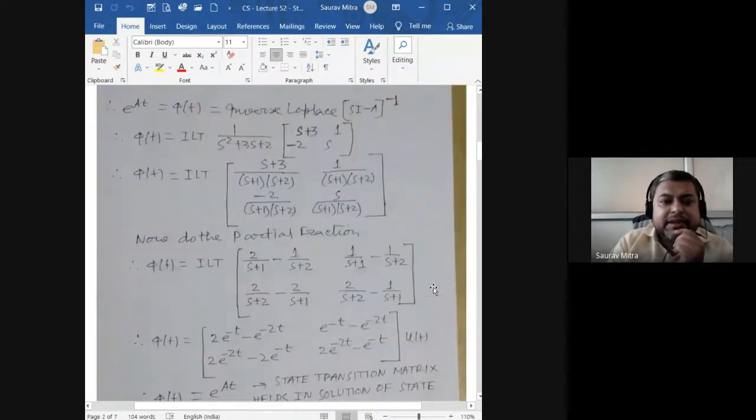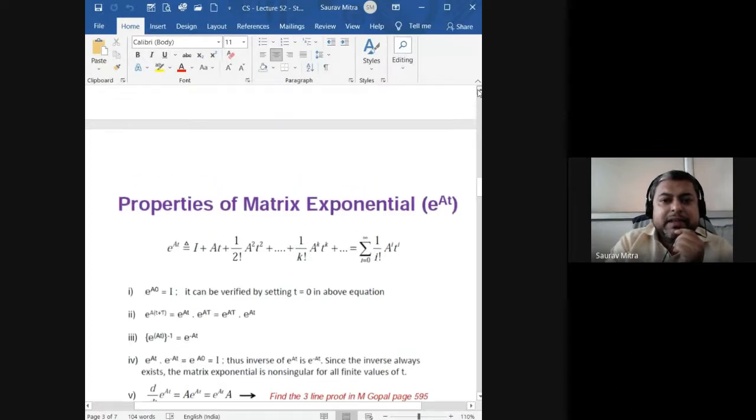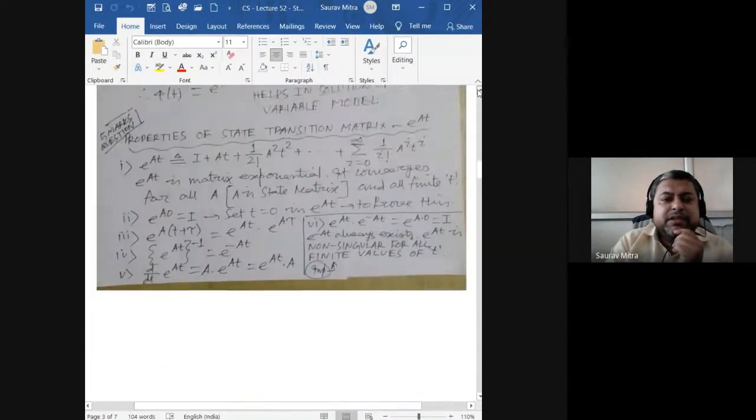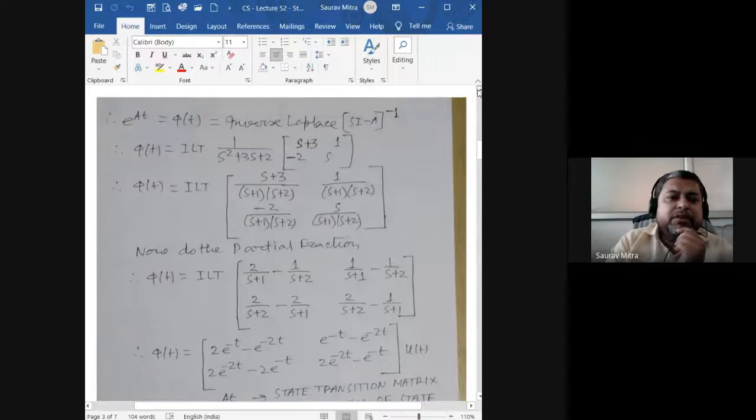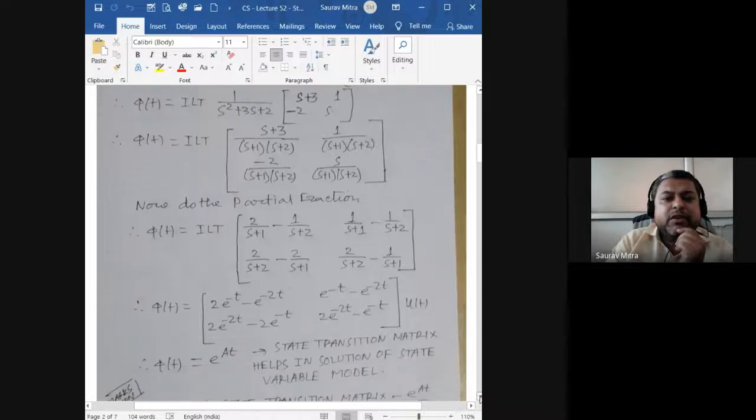Next is finding what exactly the phi t is. So in the previous page, towards the top, we have found phi s partially. So e raised to at is actually the phi t, the inverse Laplace transform of SI minus A inverse. So this is actually now SI minus A inverse: 1 by S square plus 3S plus 2, times the matrix S plus 3, 1, minus 2, S. I have written it once again because in the previous page, towards the end, we had formulated it.